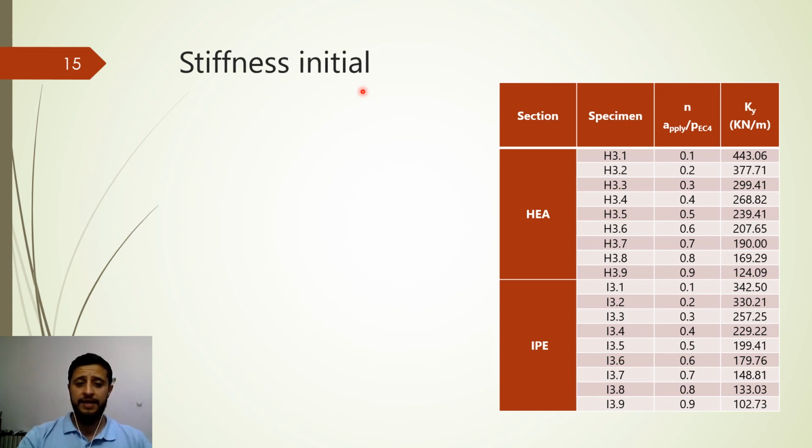It is evident that with an increase in the level of axial load, the initial stiffness degrades gradually. The initial stiffness degrades seriously when the axial load ratio increases to 0.8.